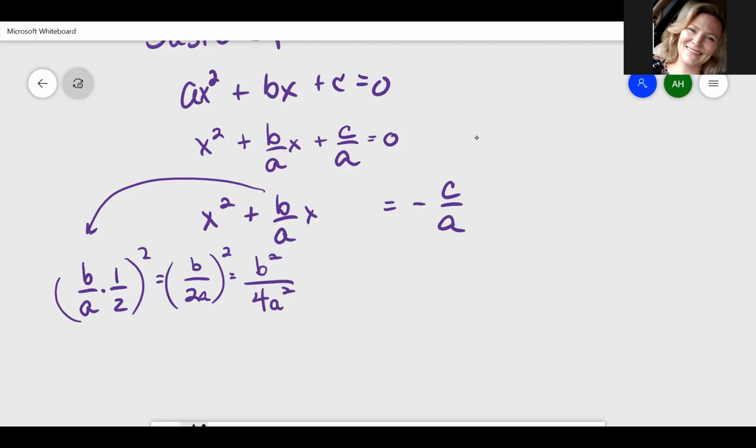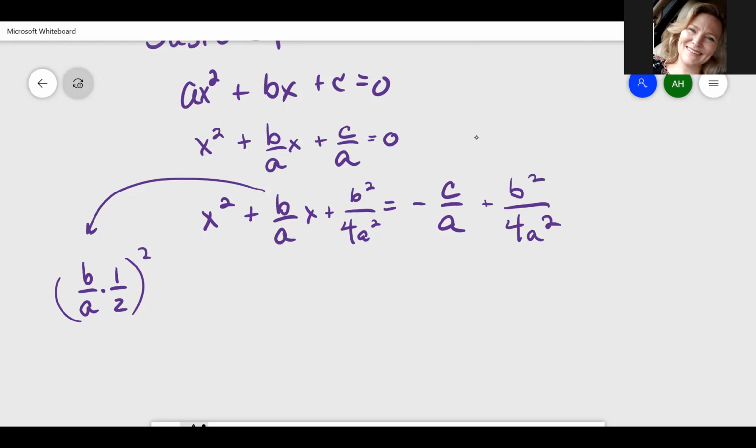Now I'm going to add this to both sides: b squared over 4a squared on each side. I'm going to go ahead and erase this over here now that we know how I got that. Now think about the fact that I can factor this, and the factors are going to be a perfect square.